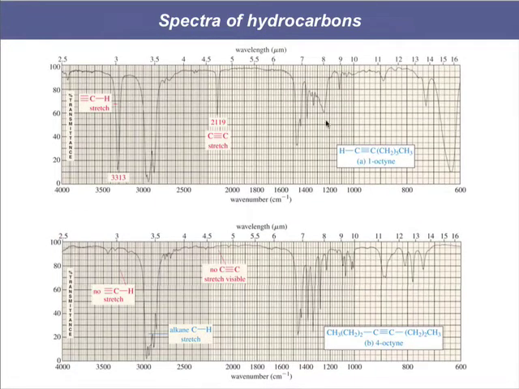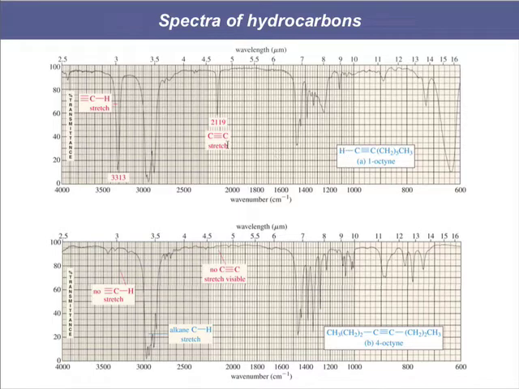Here's 1-octyne, a terminal alkyne. So here we should see our normal hexane baseline, but we should now have a carbon-carbon triple bond, and we should have a carbon-hydrogen sp bond.